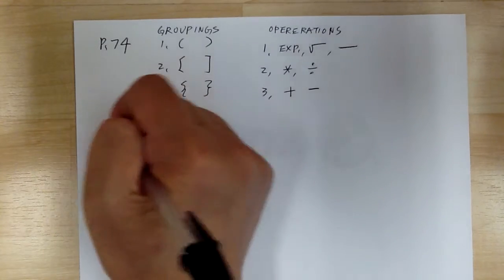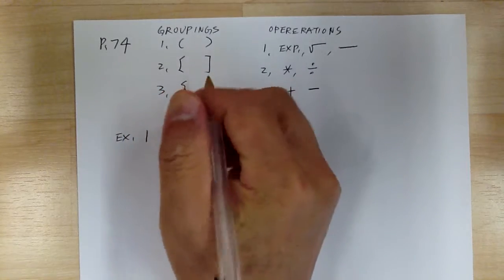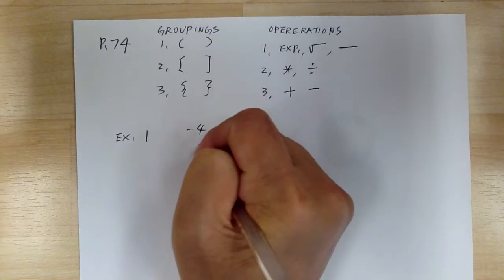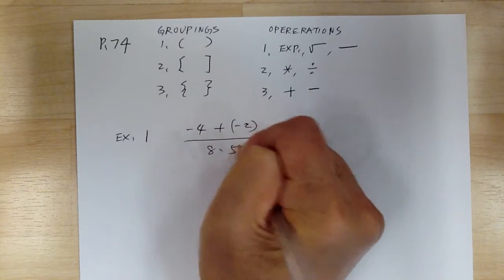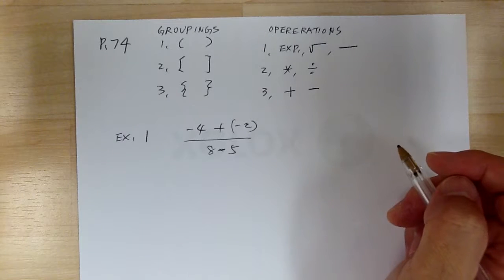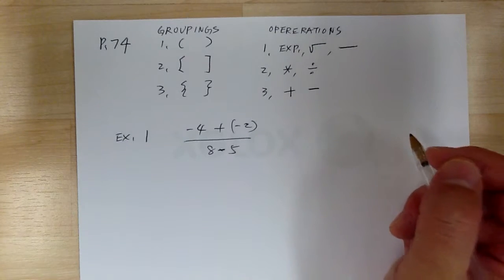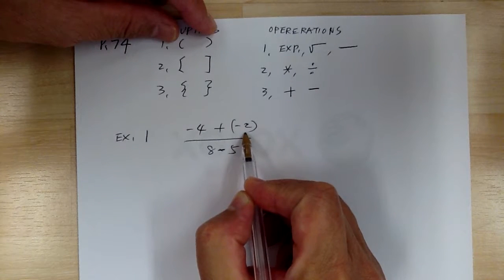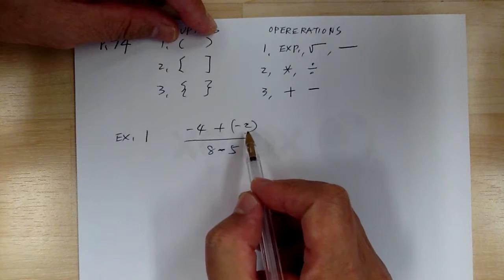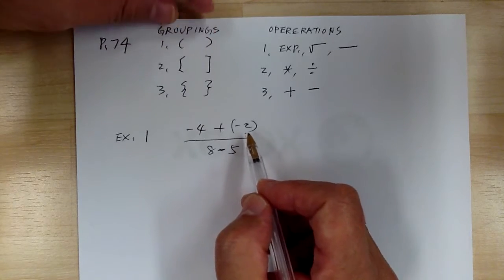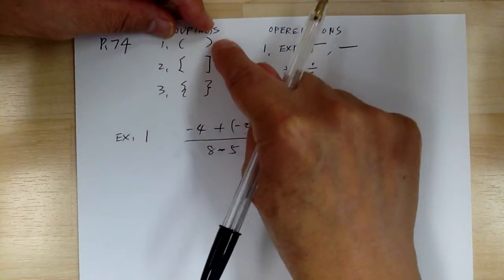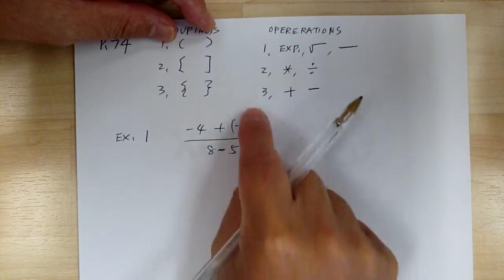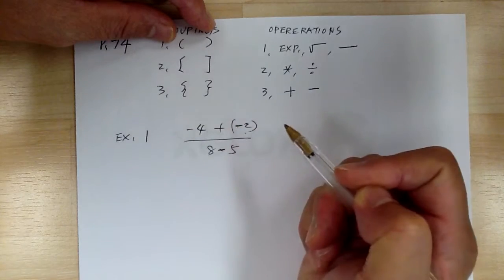So let's do example 1. So you have -4 plus -2 over 8 minus 5. Okay, so again, look for parentheses. Notice this is a parenthesis, but this is not a grouping because there's only one number inside the parentheses. A number is not a group. Grouping means you need to have more than one number. So this is just put there so that you can see that this is a negative number.